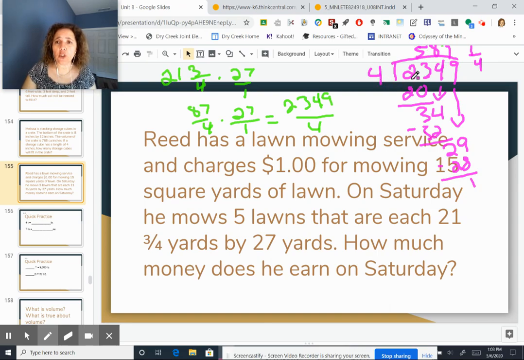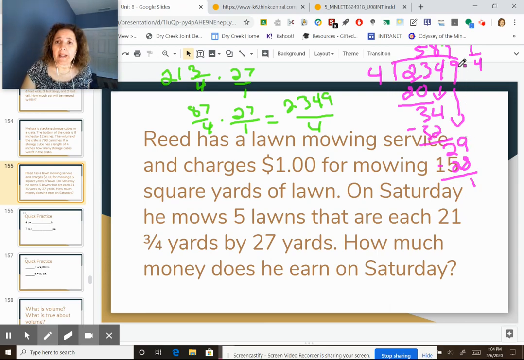4 can't go into 2, but it goes into 23. So that went in 5 times. 4 times 5 is 20. 3 take away 0 is 3. Okay. 3 is less than 4. I can bring down my 4. 4 goes into 34 8 times. 4 times 8 is 32. 4 take away 2 is 2. 3 take away 3 is 0. 2 is less than 4. I did that right. I can bring down my 9.